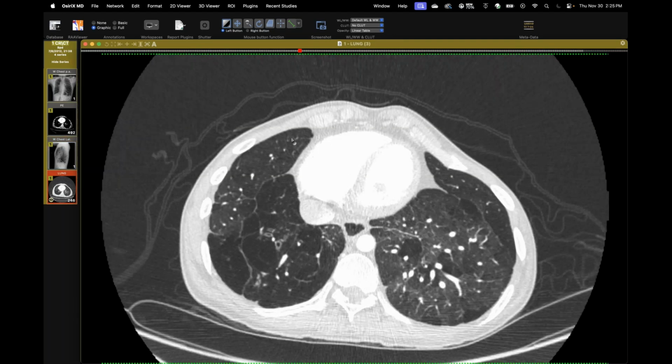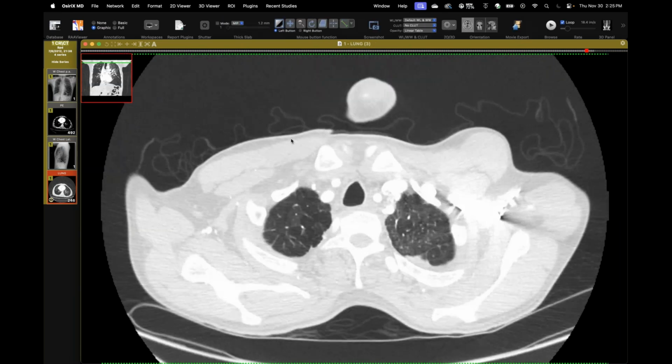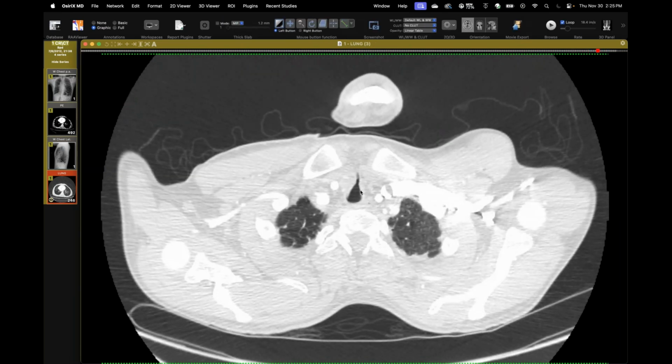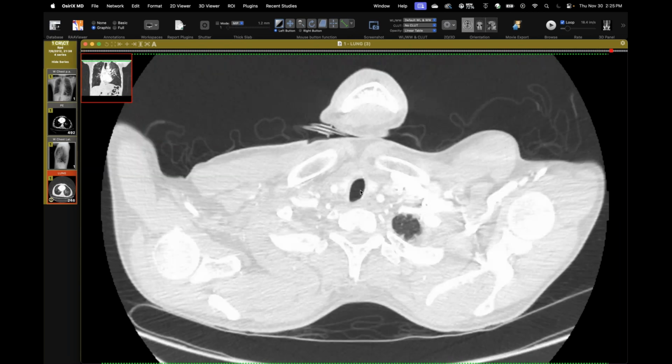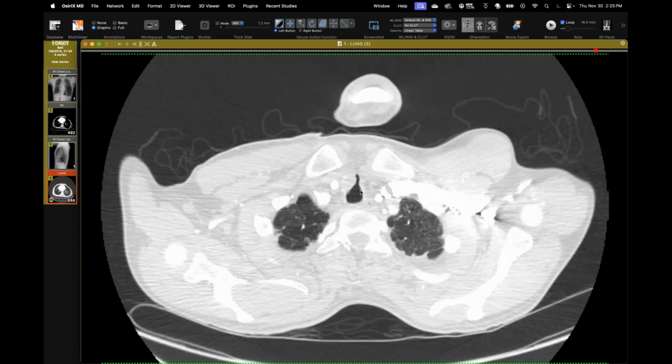So here's the CT of his chest. And you can see, first of all, he's got a stenosis here of his trachea. So presumably from tracheostomy or intubation a long time ago.